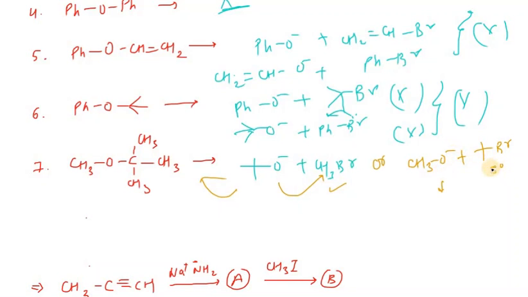We know when it could be 2 degree, 1 degree or methyl, it will go by SN2 reaction. But what if we have a 3 degree? We know there is an elimination reaction. In that case the product will be the elimination product. So this bromine will leave and this hydrogen will go, so that product will be the elimination product.